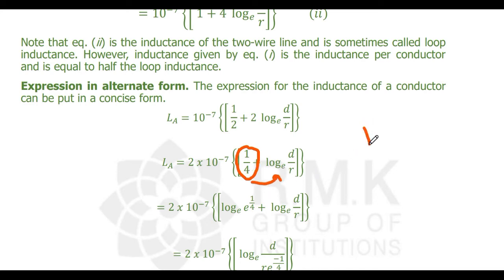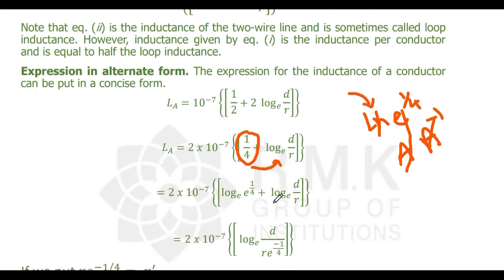How can it be written? As ln of e power 1 by 4, correct. If you take the anti-logarithm for the natural logarithm, you will get e. It is similar to a and a inverse: a inverse and a get cancelled. In the same manner ln and e get cancelled, so you will get 1 by 4 only. So now 1 by 4 can be written as ln e to the power of 1 by 4, correct? Now see, both are in ln operation.